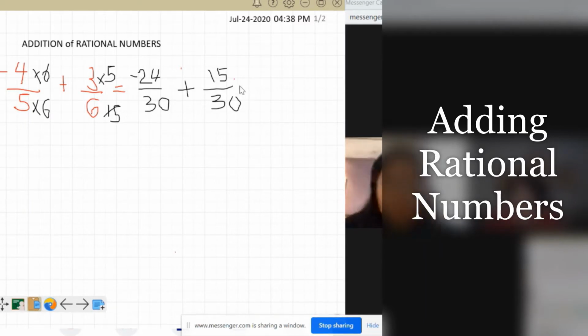Now we are ready to add the fractions or the rational numbers. But before you do that, take a look at the sign. Do they have the same sign? No, they don't have the same sign. So since they don't have the same sign, what will you do?